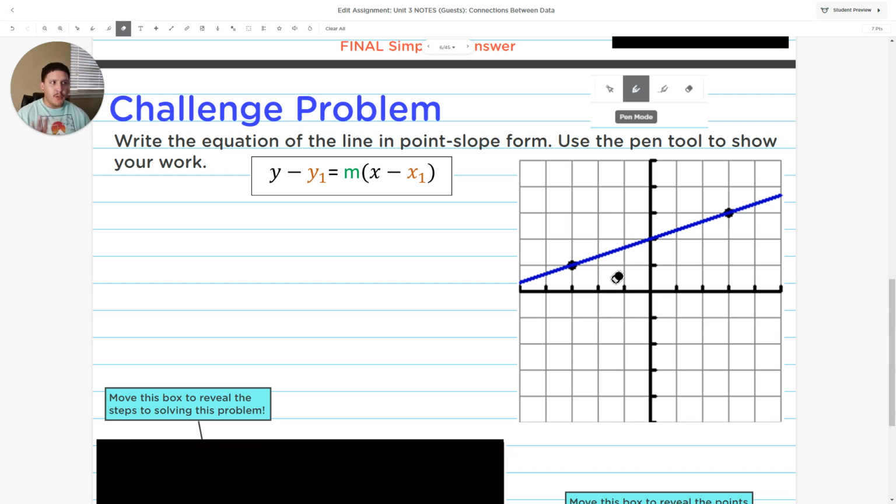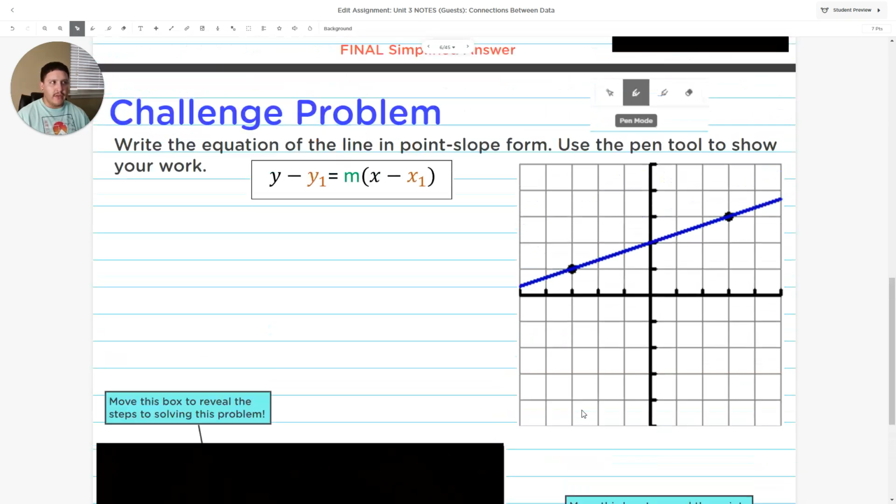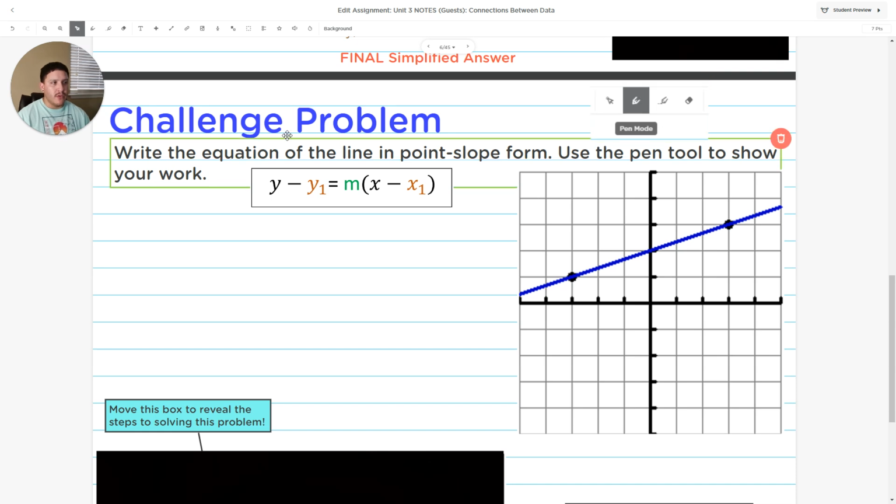Okay, that's all I'm going to say because this is a challenge problem. Try that out on your own. If you want to check to see if you're going in the right direction, then you can move these boxes to check yourself. You're going to be using the pen tool on ClassKick to show your work for this. All right, try this on your own if you want. Otherwise, I will now show you how to do this problem.